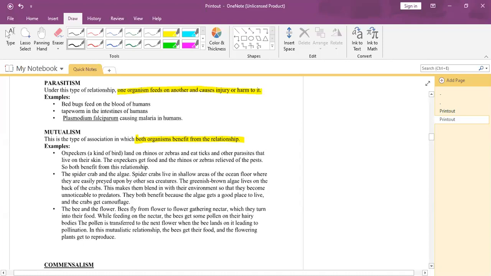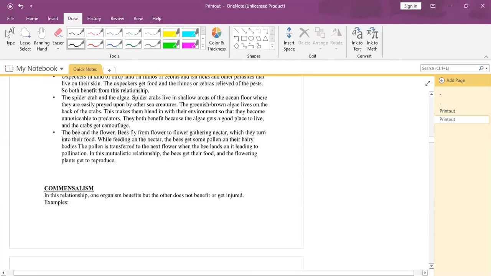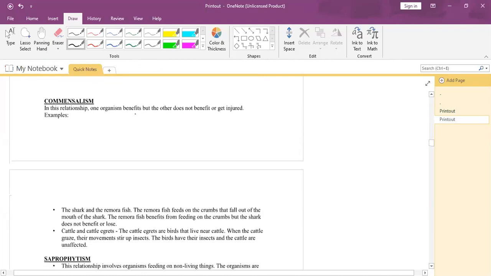Then the other one is called commensalism, commensal. So in this relationship, one organism benefits. One benefits, the other does not benefit or get injured. Okay, so here, one benefits, there's no injury to the other one. There's no benefit to the other one, right? Only one is benefiting. Okay. So let's look at some examples of commensalism.